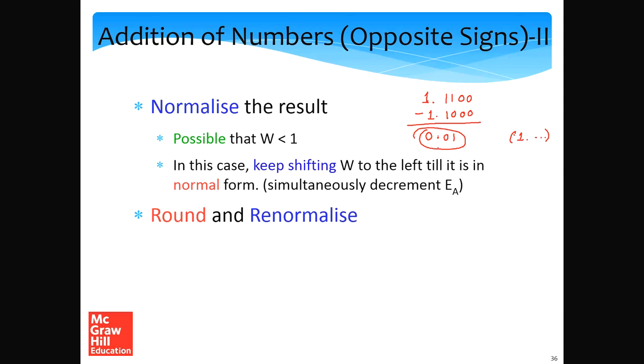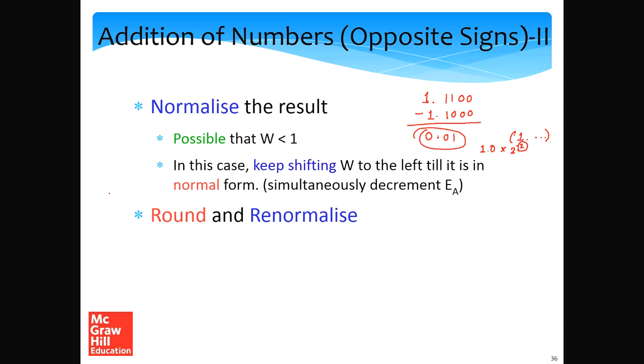So what we need to do is keep shifting W to the left till it is in the normal form, which is 1 point something. In this case the normal form would be 1.0. However, it will be 1.0 times 2 to the power minus 2. So we have to keep shifting W to the left till it is in the normal form, and simultaneously we need to decrement the exponent EA till we reach the normal form. In this case we'll have to decrement the exponent EA by 2.